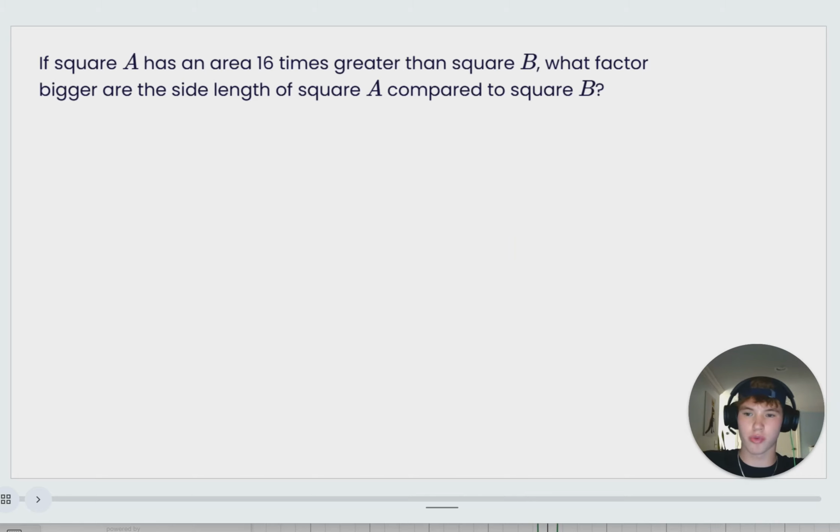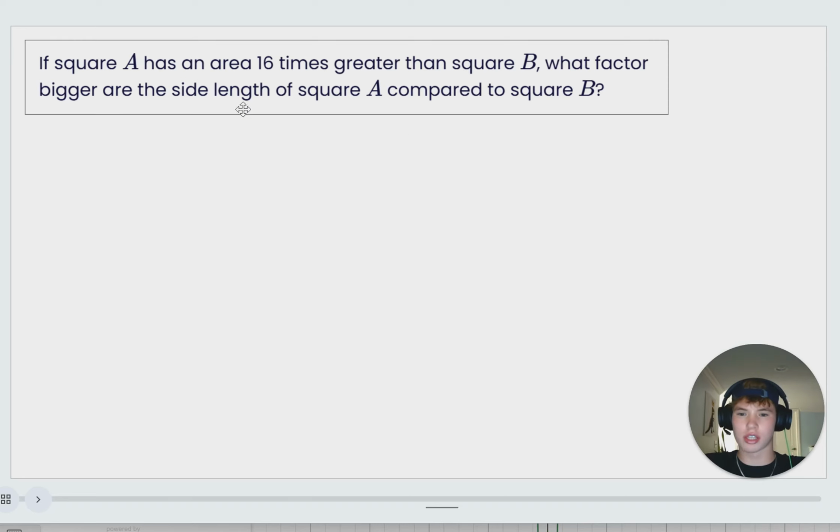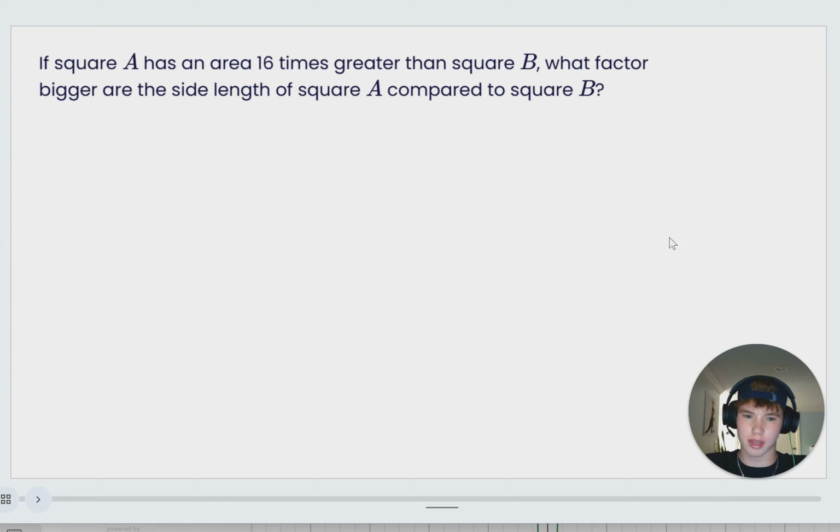Alright, first problem here. If you want, you can pause and see if you can work this out on your own. Okay, if square A has an area 16 times greater than square B, what factor bigger is the side length of square A compared to square B?